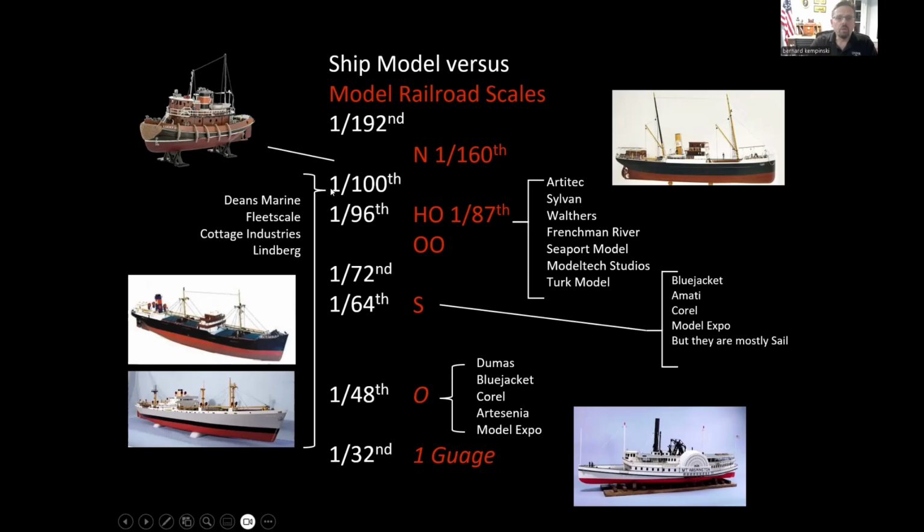Over here, if you look at 196 scale, you have a lot of kits available. D's Marine, Fleet Scale, Cottage Industries. These are mostly old sailboats, Civil War era, and even Lindbergh makes some. There are a few oddball models like this Revell tugboat. They claim it's 104th scale. There are a lot of ship models in 192nd, but that's starting to get a little too small, maybe suitable for N scale. And like I said, there are several in O scale. And I don't know of any in this scale other than tugboats are available in that scale.